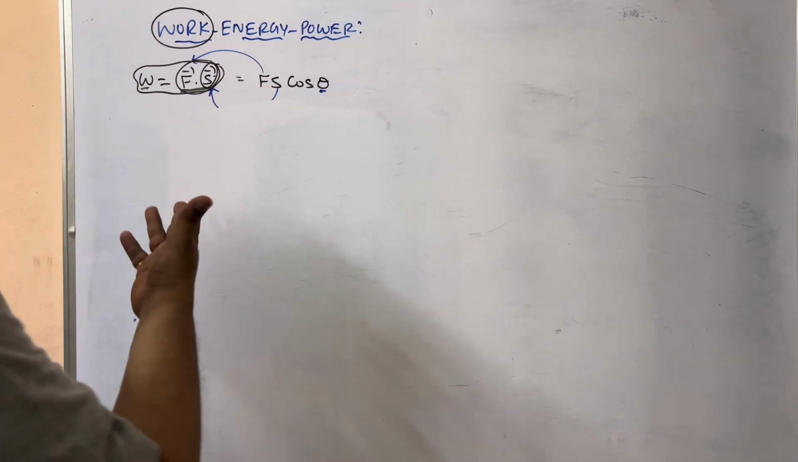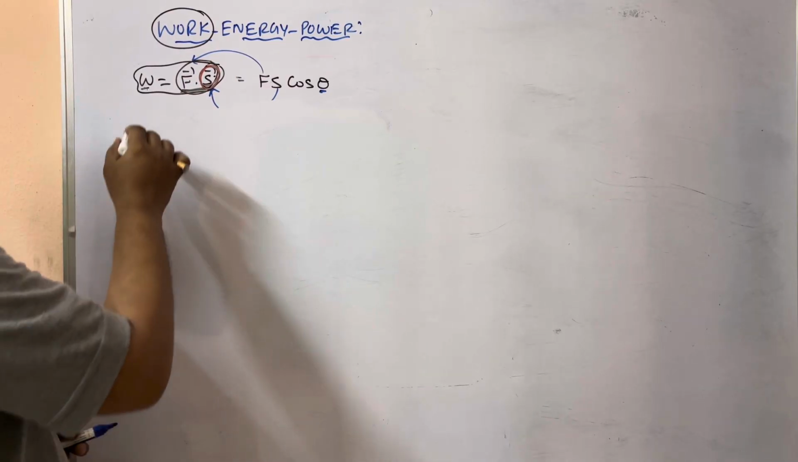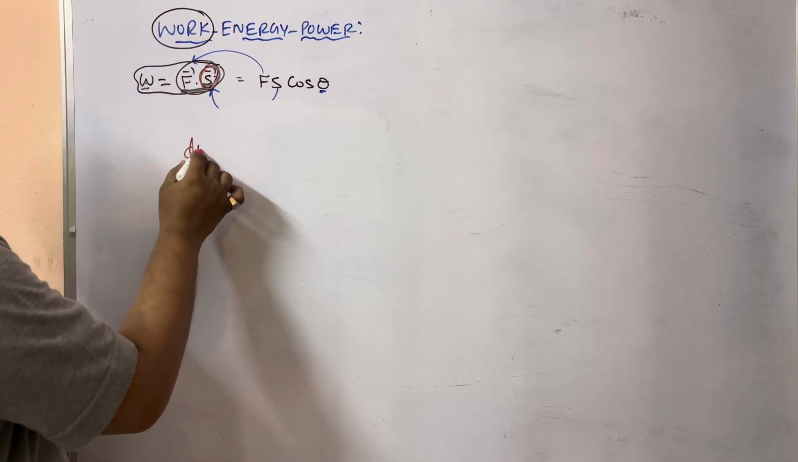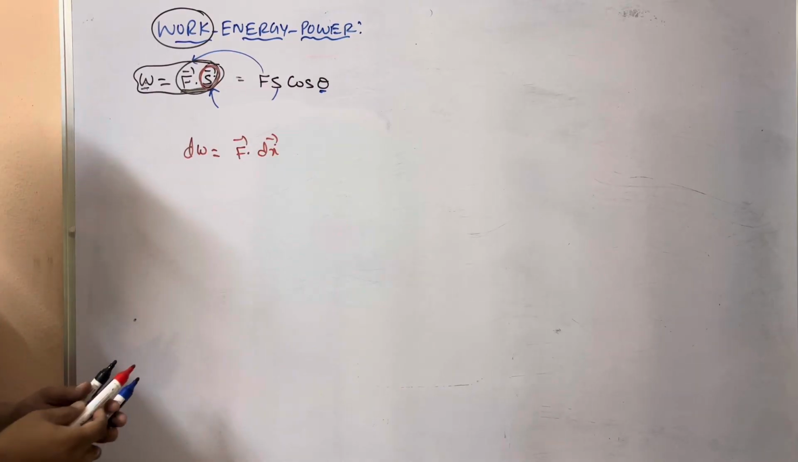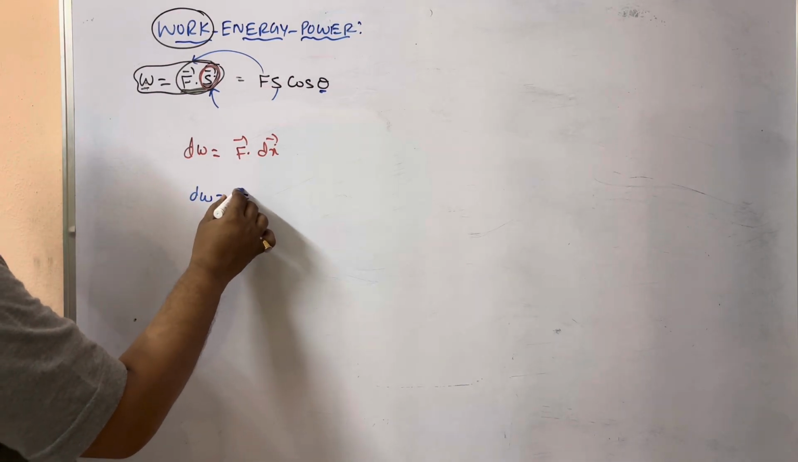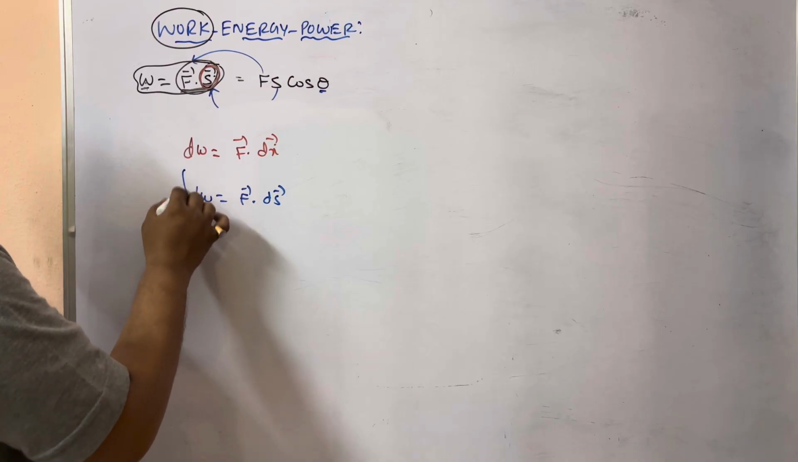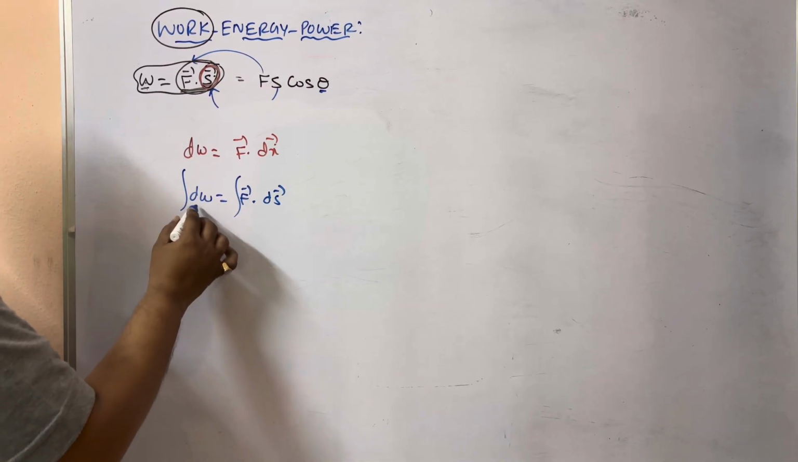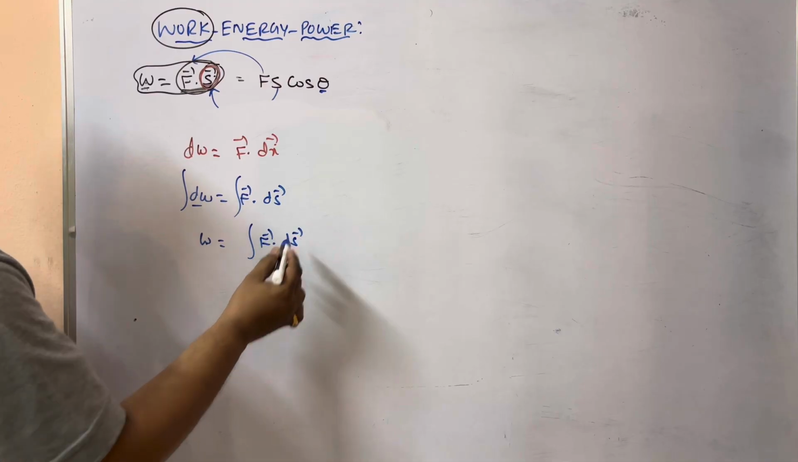Next, for small displacements, how is the work done going to be written? dW is equal to F bar dot dx bar, or ds bar. So dW is equal to F bar dot ds bar, or F bar dot dr bar. If you do integration on both sides, integral dW is W, so W is the integral of F bar dot ds bar.